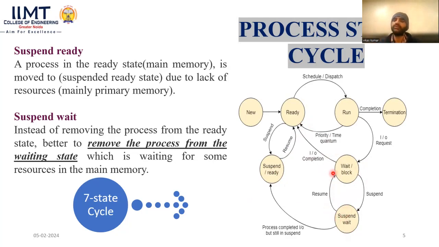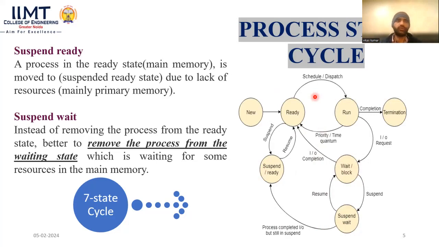If a process goes to the suspended waiting state and stays there for a long time, then we will not resume it to waiting. If the process is there for only a similar short time, then we will resume it and move it back to the waiting state. But if it is there for a long time in the suspended waiting state, then we take it into the suspended ready state, and after that to the ready state. Okay, this is our 7-state cycle. We added 2 more states: suspended ready state and suspended waiting state.